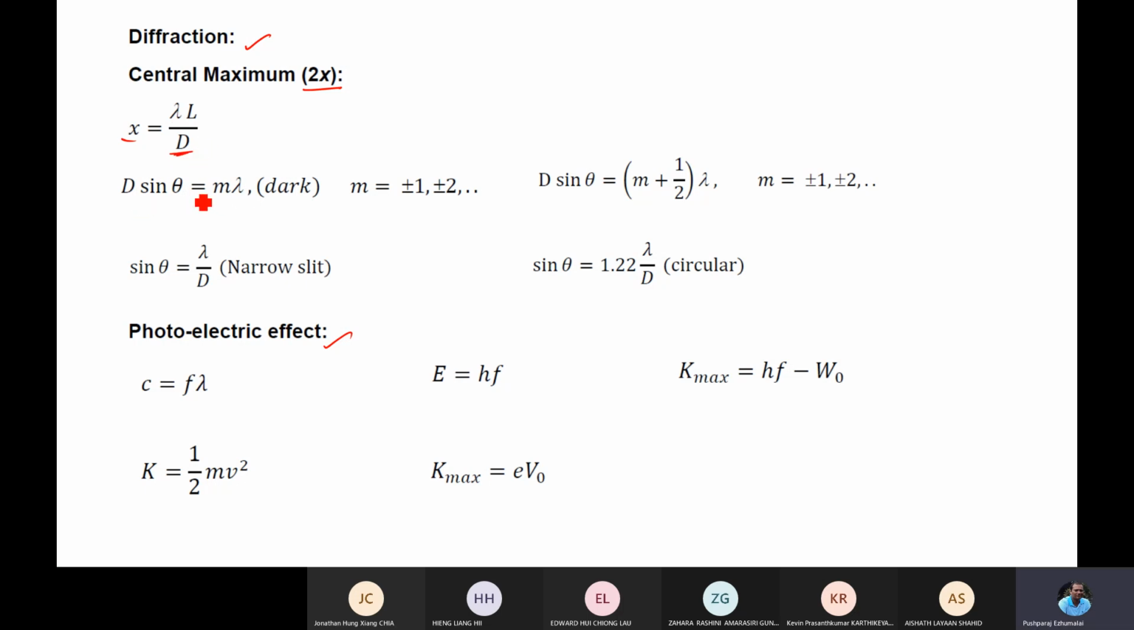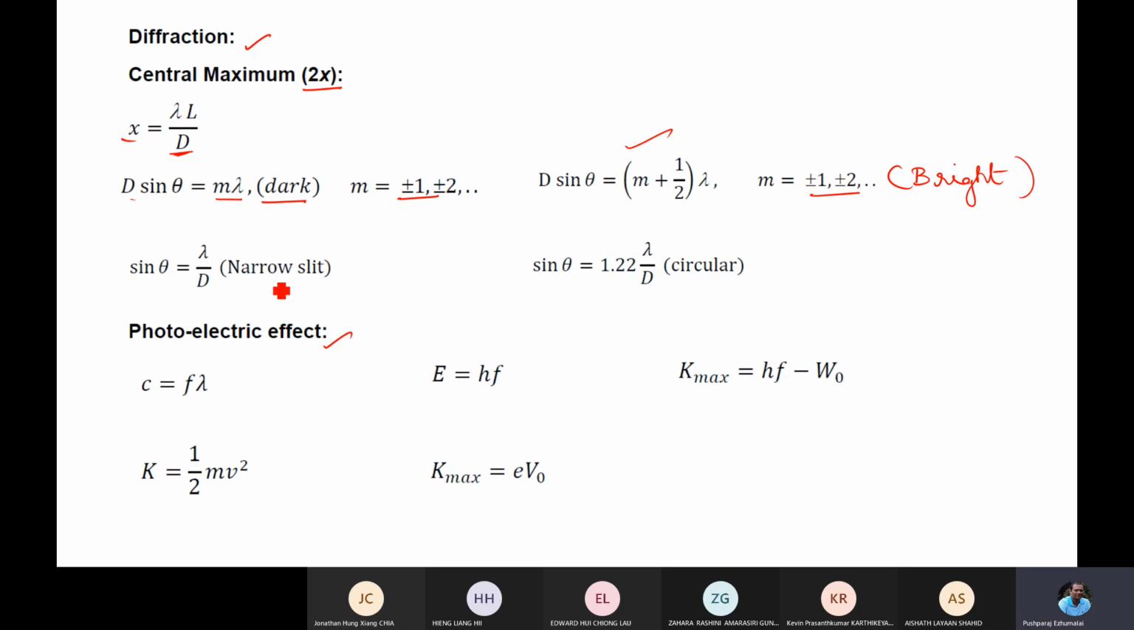The condition also changed. For dark bands, the condition is D sine theta equal to M lambda. And for bright fringes, D sine theta equal to (M plus 1 over 2) lambda. In both cases the M value is 1, 2, 3, 4, etc. There is no 0.